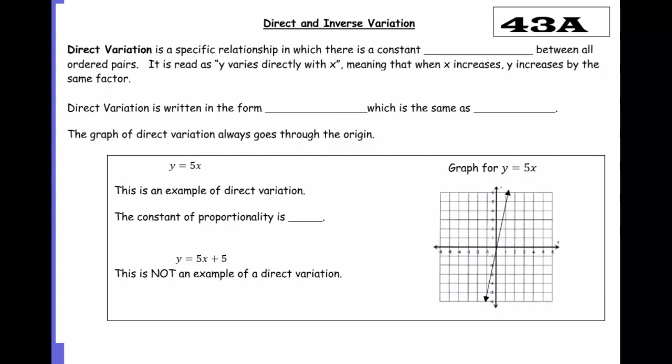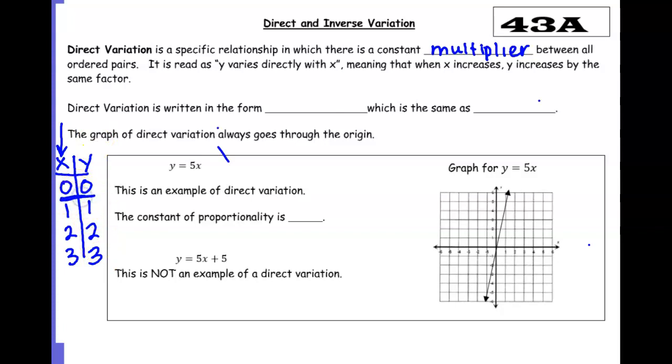A direct variation is a specific relationship in which there is a constant multiplier between all ordered pairs. So if I had ordered pairs x and y, and I had (0, 0), (1, 1), (2, 2), (3, 3), my x values are my inputs and my y values are my outputs. This is an example of a direct variation because as my inputs are increasing, my outputs are also increasing. So that would be a direct variation.